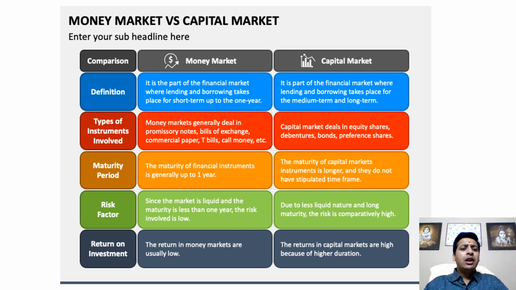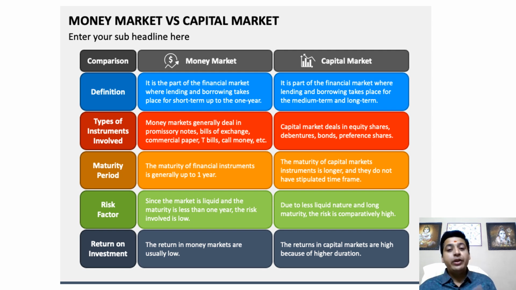So money market is a part of the financial market where lending and borrowing take place for the short term, up to 1 year. The time period is 7 days to 365 days, and even today 1 day instruments are also available. So if you are investing anywhere from 1 to 365 days, it falls under money market.